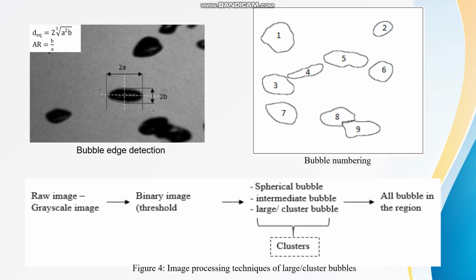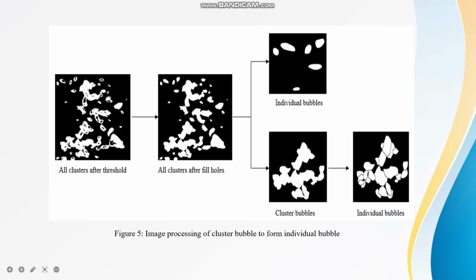The techniques used are high-speed cinematography, conversion of bubble image into data structure, tracking of multiple moving bubbles, bubble trajectory reconstruction, and bubble velocity measurement. Figure 5 shows an image processing of a cluster of bubbles to form individual bubbles. Based on the area of the regions, the bubbles are divided into spherical bubbles, intermediate size bubbles, and large bubbles or clusters. Thus a multi-level segmentation approach is suggested to extract the maximum possible information from the image.